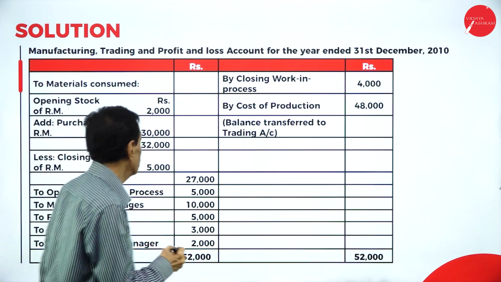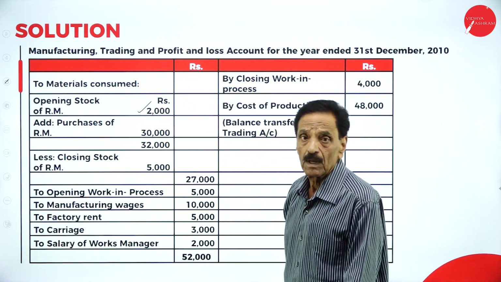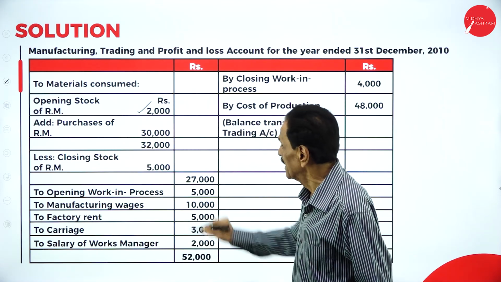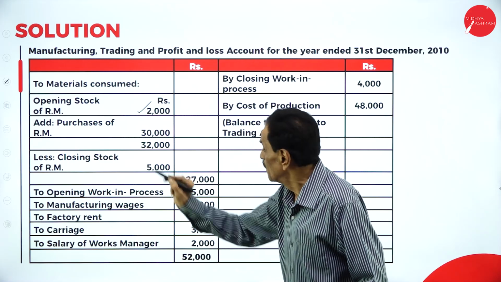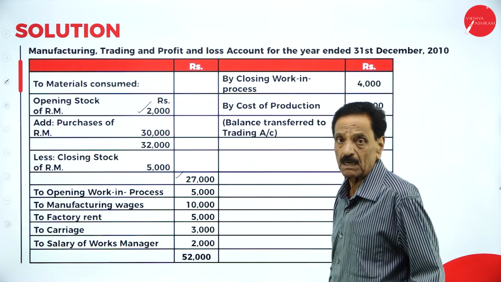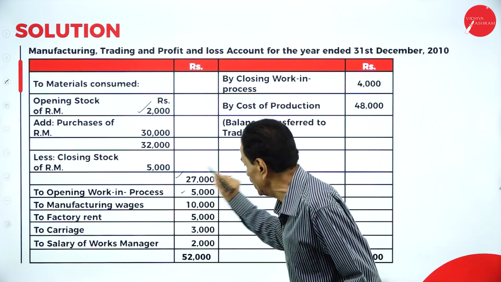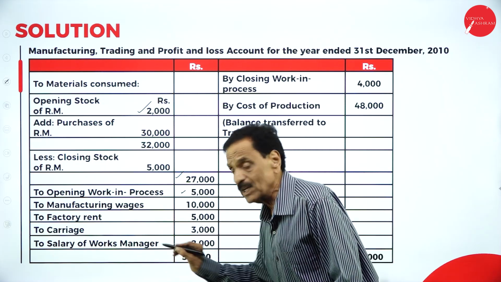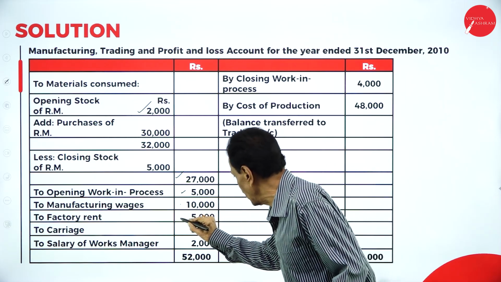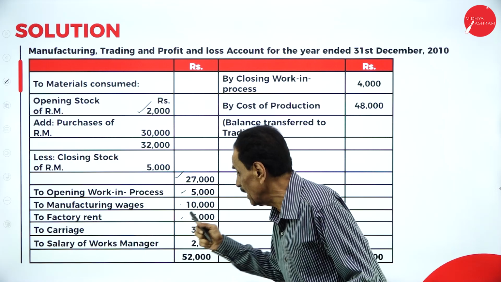How does it start? Opening stock of raw material plus purchases of raw material should be added. It becomes 32,000 minus closing stock of raw material 5,000. Material becomes 27,000. Opening work in progress 5,000. Manufacturing wages 10,000. Factory rent 5,000. Carriage 3,000. Salary of the workman.